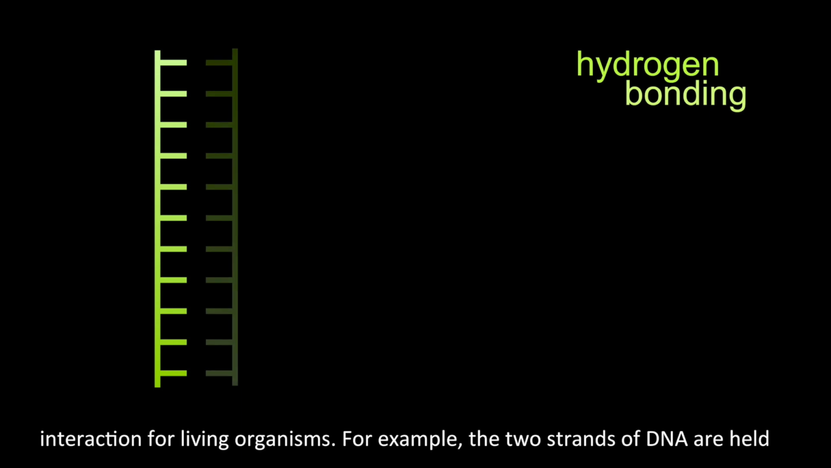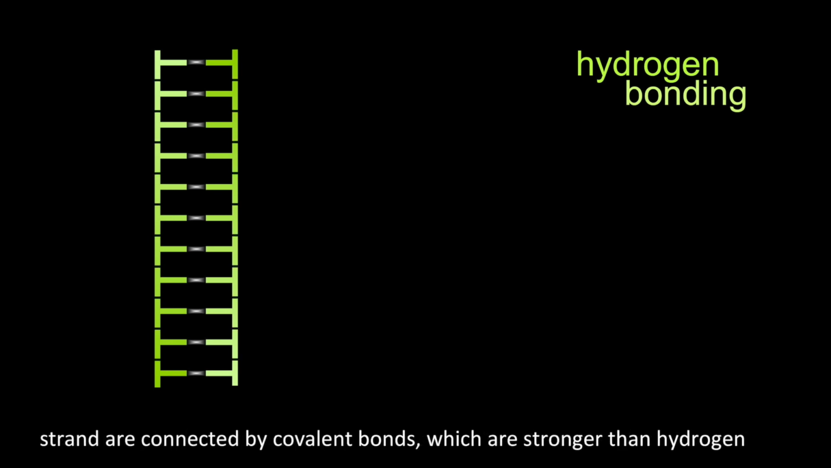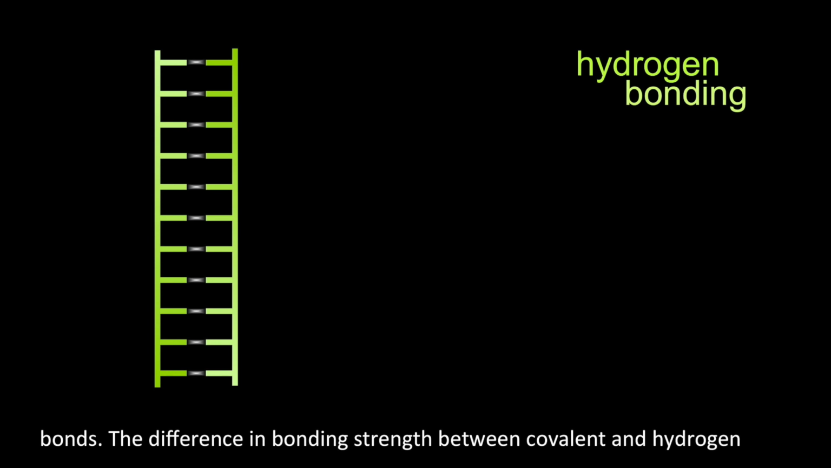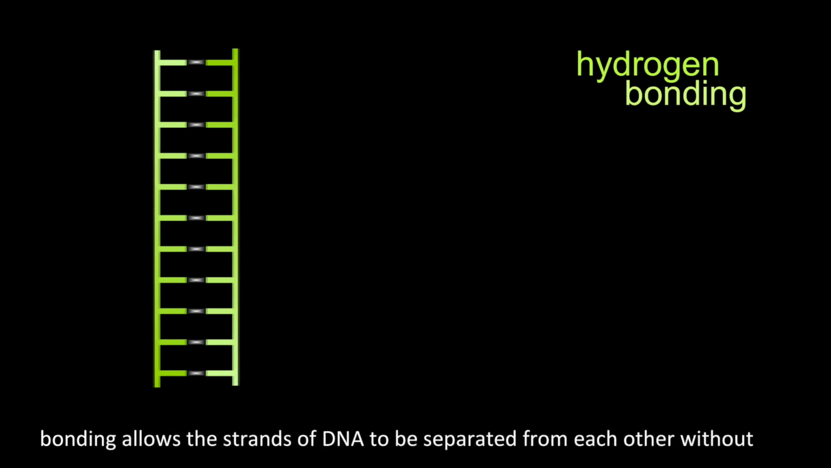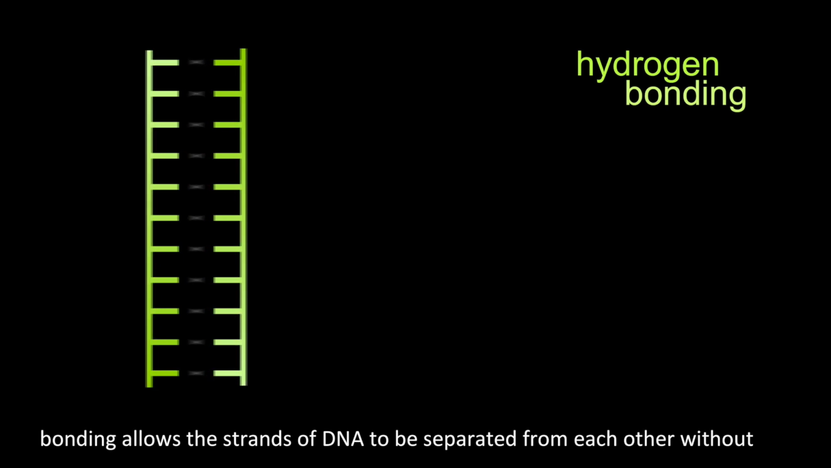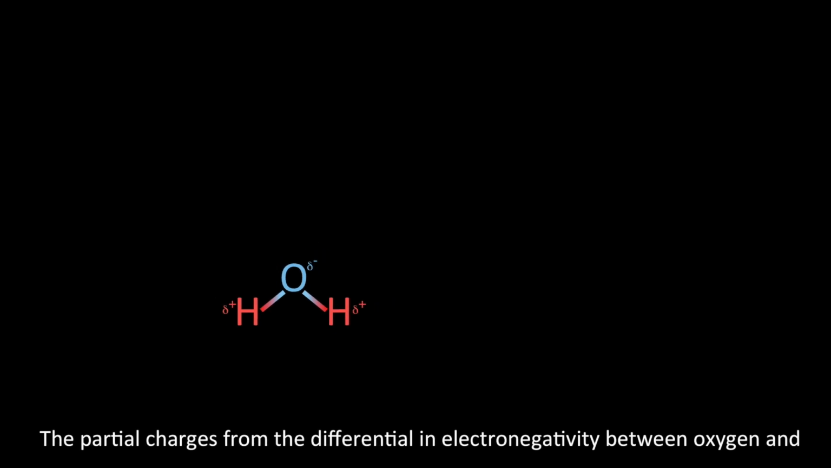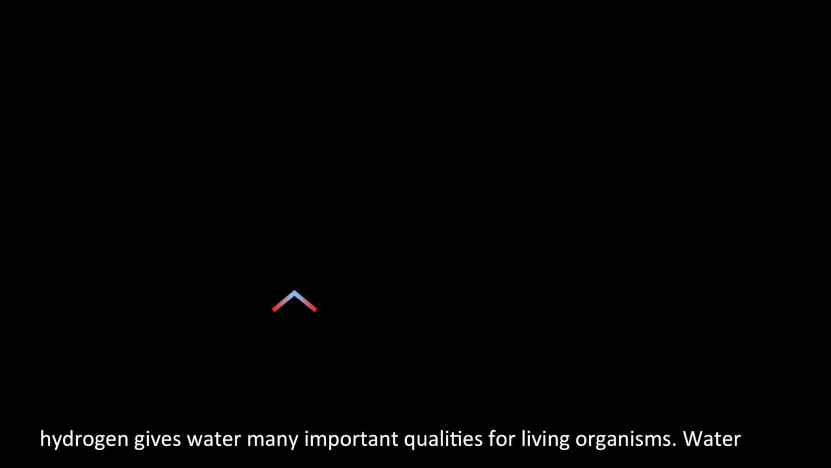For example, the 2 strands of DNA are held together by hydrogen bonding. In the case of DNA, the molecules within a DNA strand are connected by covalent bonds, which are stronger than hydrogen bonds. The difference in bonding strength between covalent and hydrogen bonding allows the strands of DNA to be separated from each other without disrupting the molecules of the DNA strands. The partial charges from the differential in electronegativity between oxygen and hydrogen give water many important qualities for living organisms.